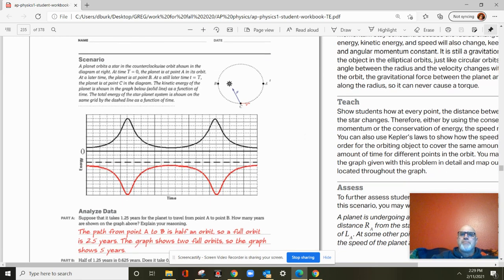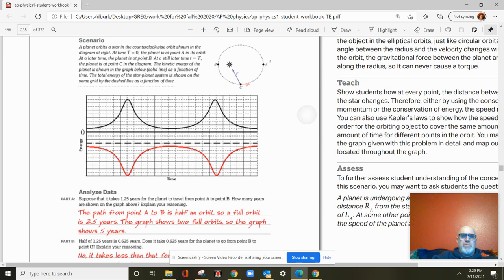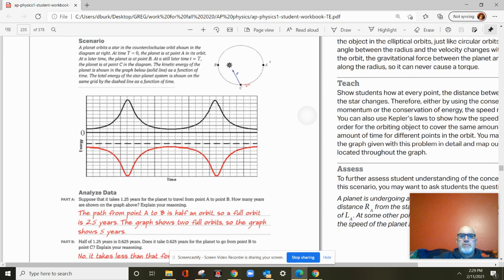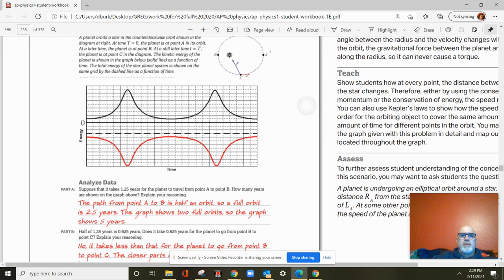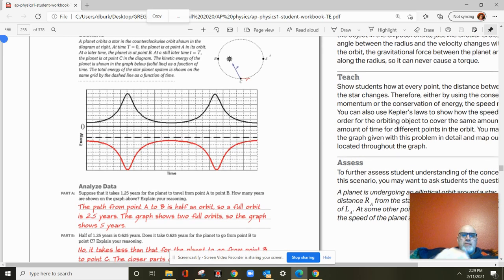What are we supposed to do? Nothing yet. I guess we're going to draw on the graph later. Suppose it takes 1.25 Earth years for the planet to travel from A to B. How many years are shown on the graph above?